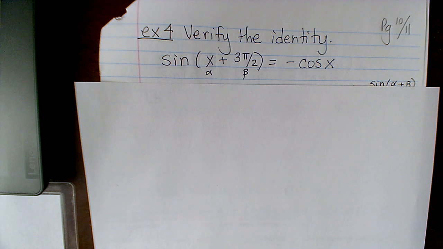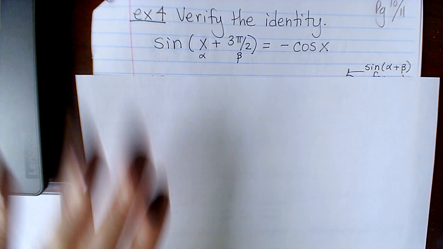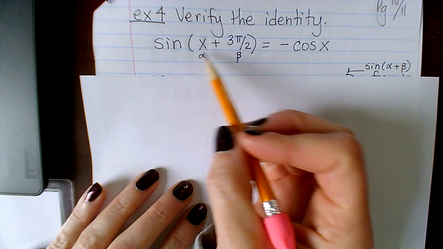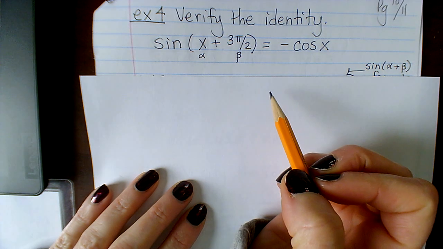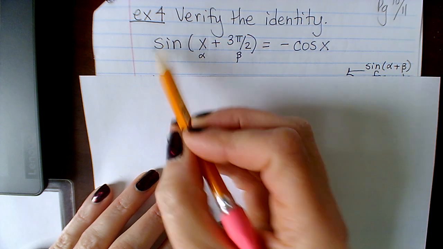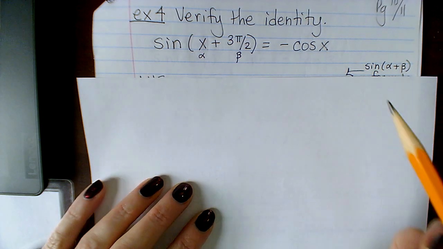And now it's on to some identities. Those are going to keep creeping back in this chapter. I know you love them. This is the sine of alpha plus beta. And we're going to start on this left-hand side because it's more complicated than the right-hand side.